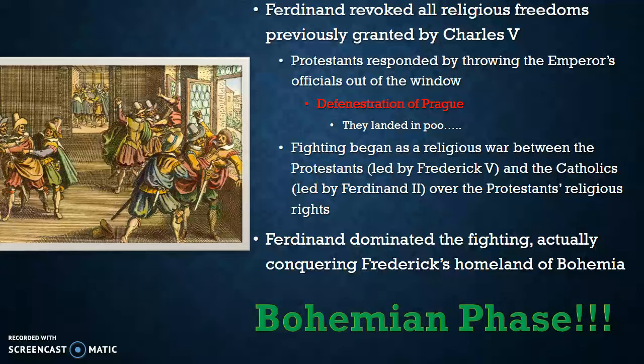Ferdinand is going to take this as a direct insult to his throne and will start marching armies towards Prague. The people of Bohemia will turn to one of their own Protestant leaders, a guy by the name of Frederick V, and they were going to begin duking it out. The fighting over religious freedoms in the 30 Years' War will break out very quickly in the land of Bohemia. Unfortunately for the Protestants, Ferdinand dominates the fighting, and Frederick is actually forced to flee to Scandinavia in hopes of getting away. And because of this, it's going to seem very quickly that the Holy Roman Empire is going to turn back to Catholicism.